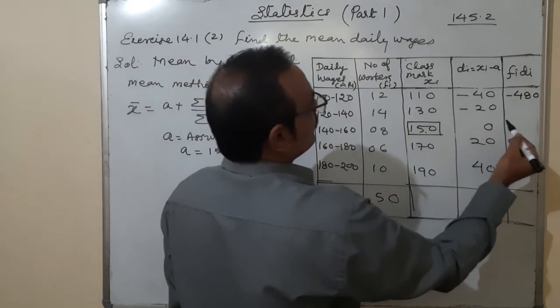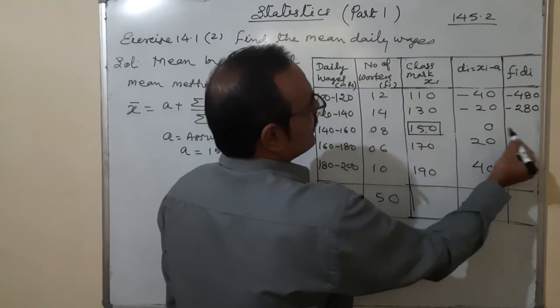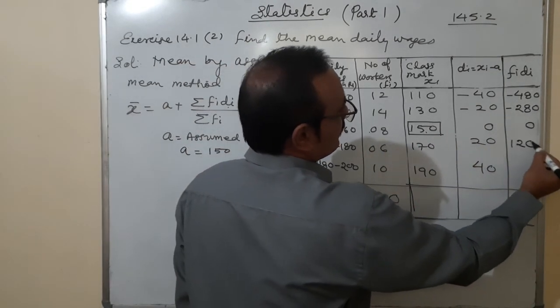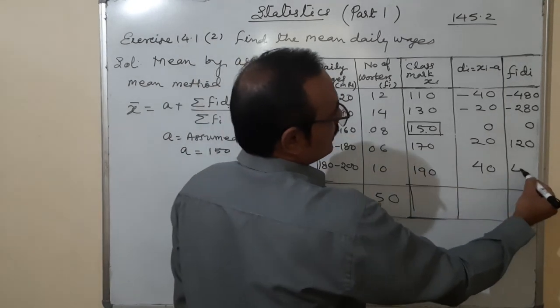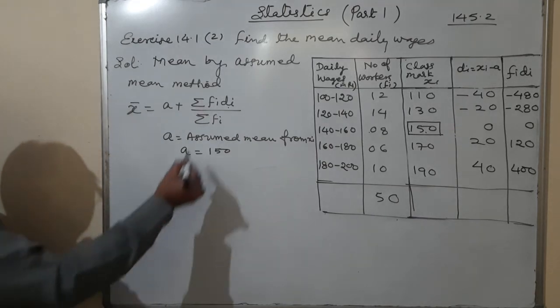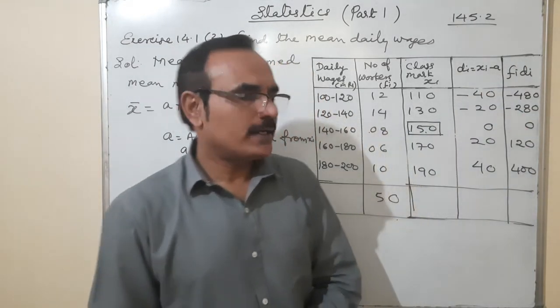14 multiplied by 20 minus 280. 8 multiplied by 0, 0. 6 multiplied by 20, 120. And 10 multiplied by 40, it is 400. Okay. How many columns to be added? This one is the fiди column. So adding this column, how to add?